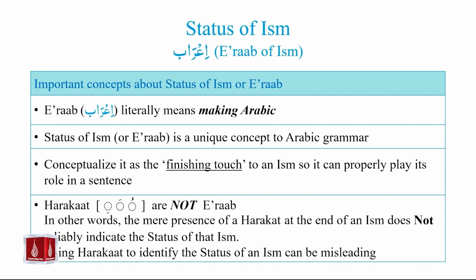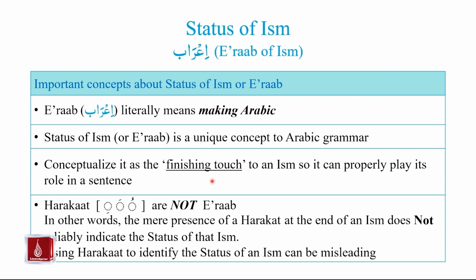A very important rule is that harakat are not the same as i'rab. Zer, zabar, pesh are not i'rab. Harakat are not the same as the status of an ism. In other words, the mere presence of a harakat at the end of an ism does not reliably indicate the status of that ism.